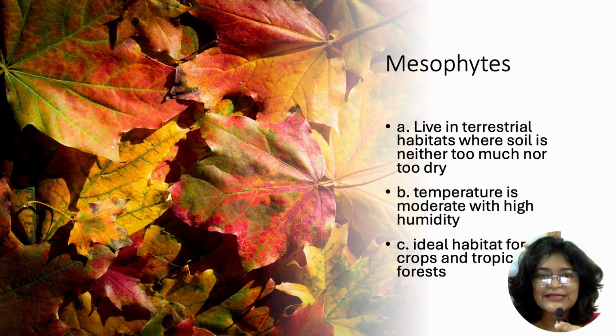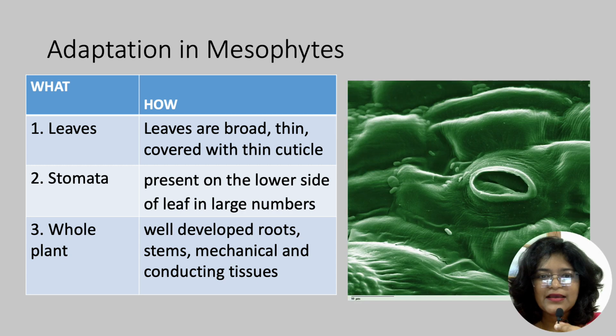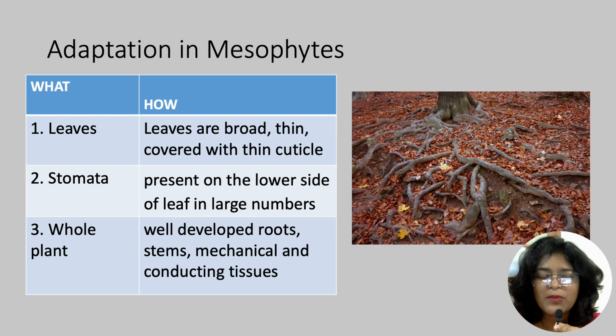Mesophytes. These live in terrestrial habitats where soil is neither too wet nor too dry. Temperature is moderate with high humidity. It's an ideal habitat for crops and for tropical plants. The whole plant is well developed: the roots, the stems, the mechanical and the conducting tissue.